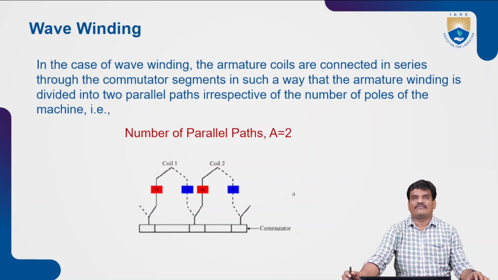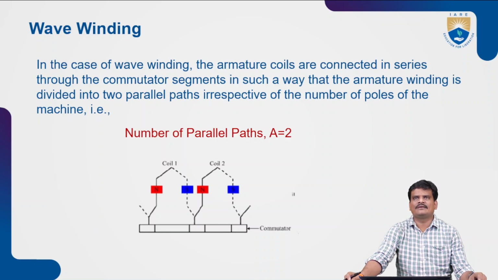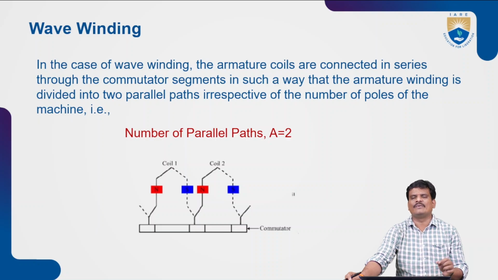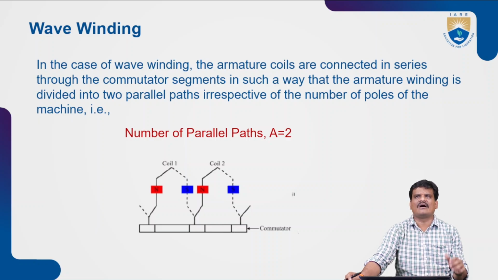now. So coming to our first type of winding in case of a DC machine, that is wave winding. In case of a wave winding, the armature coils are connected in series through the commutator segments in such a way that the armature winding is divided into two parallel paths irrespective of number of poles. So this is the general definition of a wave winding. That is how we need to wind a winding in case of an armature, whether it depends upon the number of poles or it is irrespective of the number of poles.